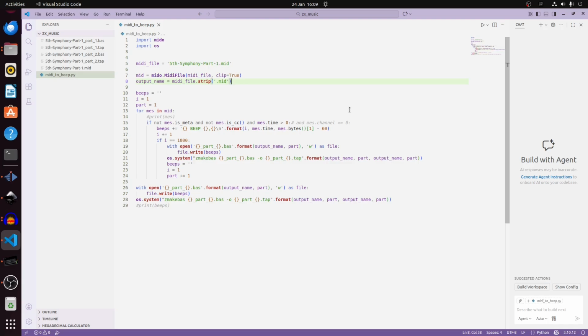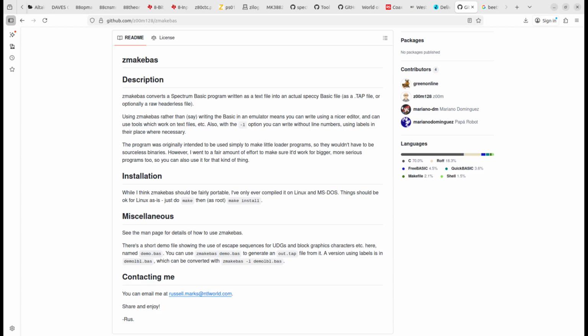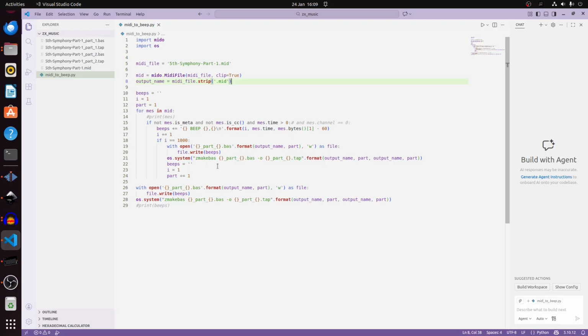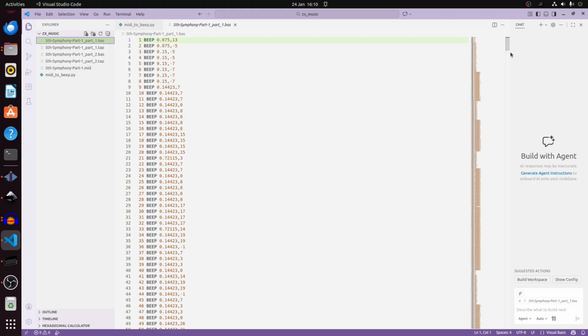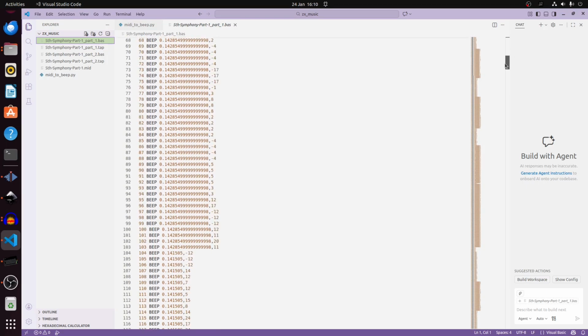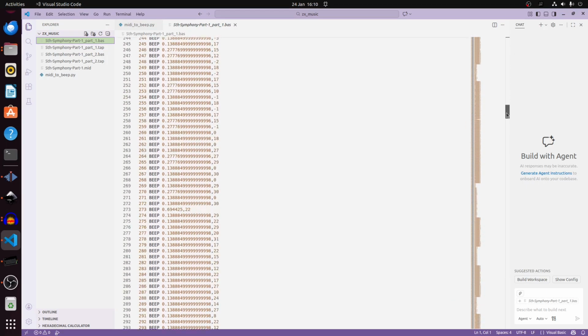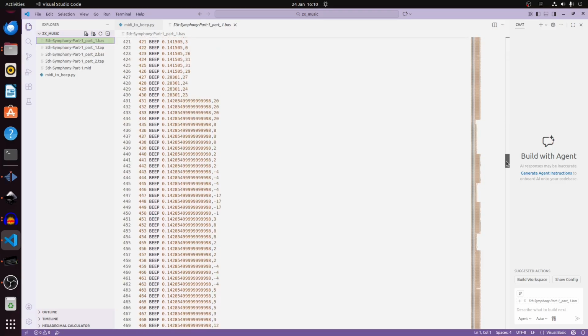So I wrote this sort of Python-y stuff here, and what this does is it takes a MIDI file and then it converts it into beeps. And then it uses this thing called ZMakeBass, link in the description, to turn it into a tape file that ZX Spectrum can read. Let's have a look. What? Look at all them beeps. If you had to write that out by hand, you'd probably puke.